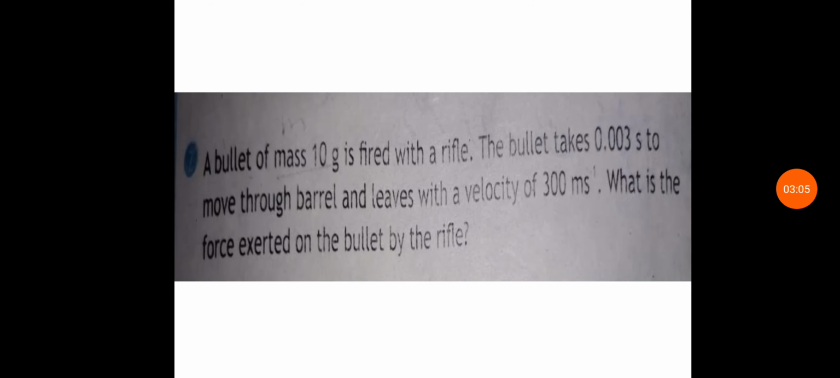Now numerical number 2. A bullet of mass 10 gram is fired with a rifle. So mass is given to us. The bullet takes 0.003 second, time is also given, to move through the barrel and leaves with a velocity of 300 meter per second. So it will be final velocity, and the initial velocity will be 0. What is the force exerted on the bullet by the rifle? Here we also find the force.